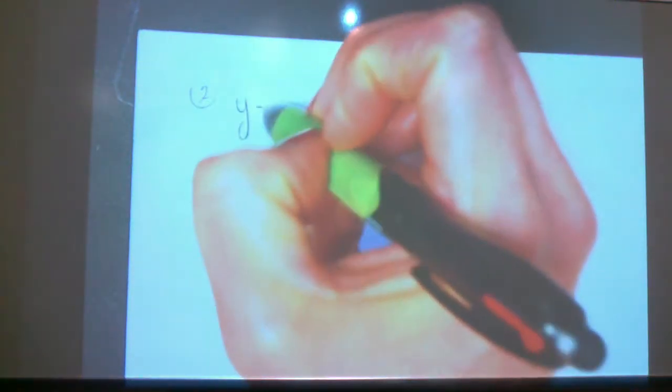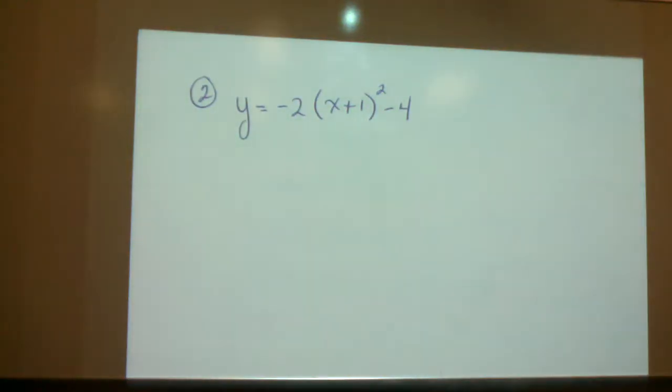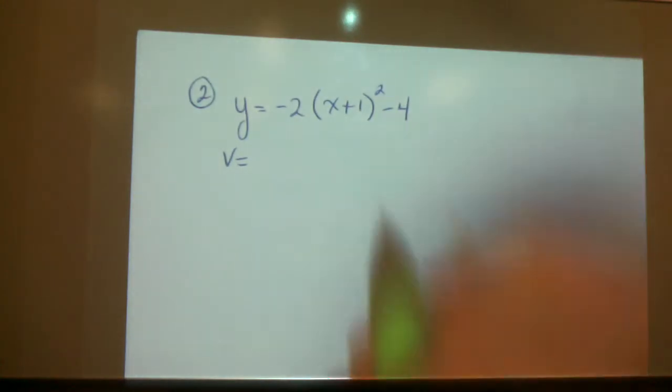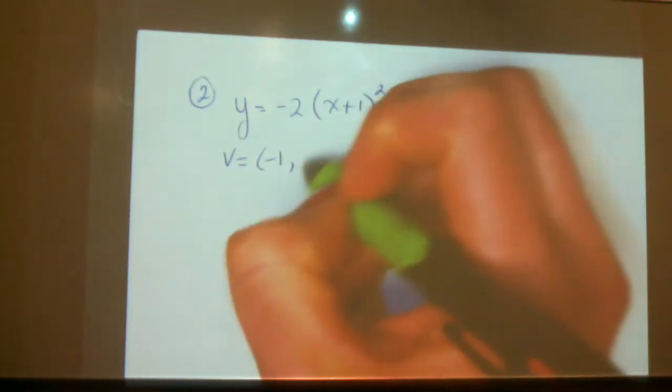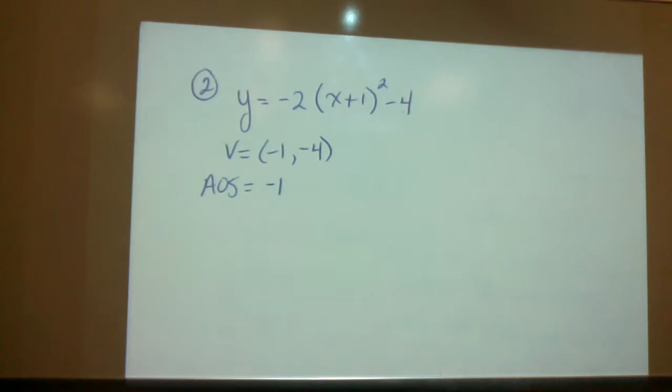Okay, let's take a look at number 2. We have y is equal to -2 times (x plus 1) squared minus 4. Let's identify the vertex. I'm taking the opposite of what's here. That's a +1, so it's going to be -1. And then whatever number's on the outside, that's what I'm taking. It's a -4, so that becomes a -4. My axis of symmetry is the x part of the vertex, which is -1.